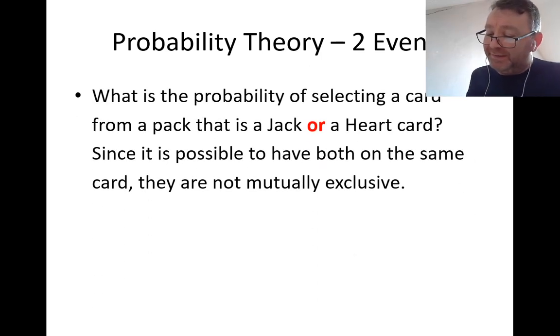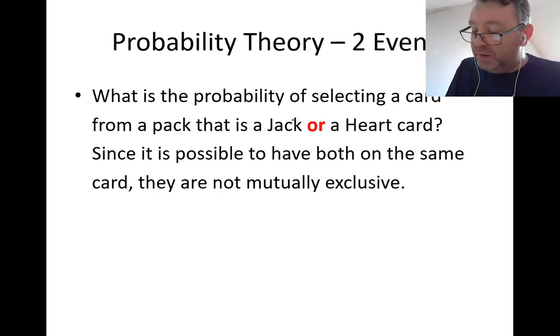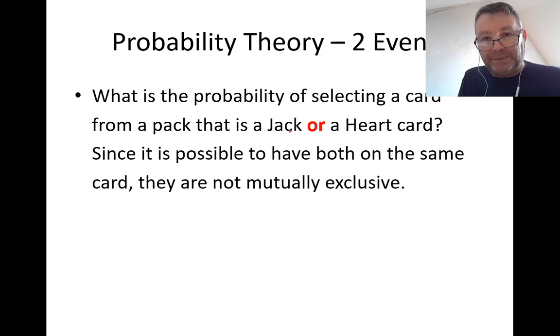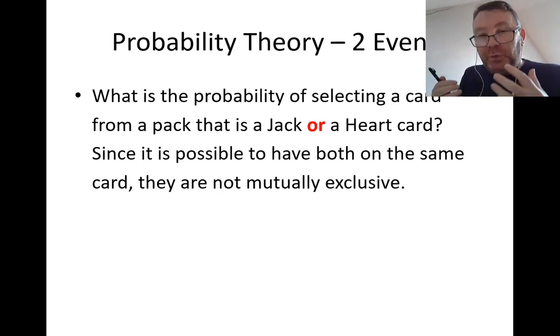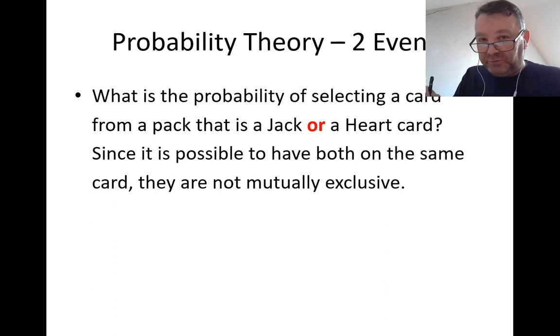Okay, so here's a question. What is the probability of selecting a card from a pack that is a jack or a heart card? Now, since it's possible to have both on the same card, they're not mutually exclusive. So the first thing I notice is we're asking or, a jack or a heart. So we work out the individual probabilities of both. The jack, as we already know, there's one in each suit, and there's 4 suits. That's 4 over 52, which is 1 over 13, because there's one jack in every suit. So there's 13 cards in a suit. One of those is a jack. I don't mind what way you work it out, as long as you understand how it's worked out.